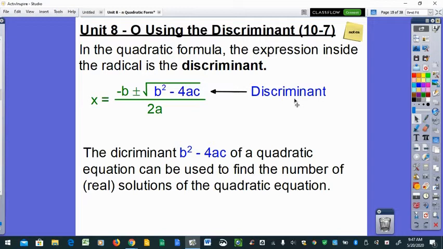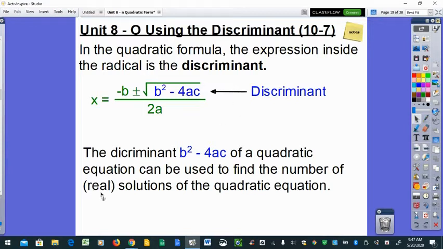Without doing the whole quadratic formula, it tells us what's happening with this quadratic equation. The discriminant is b squared minus 4ac, and what it can tell you is how many solutions there are. It won't tell you what they are. You have to do the whole formula for that. But it will tell you, will you have 2 solutions, 1 solution, or no solutions at all?